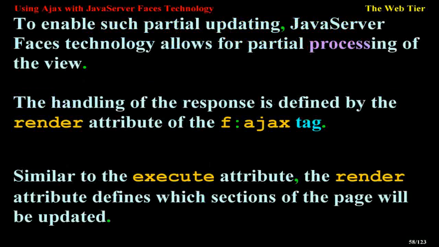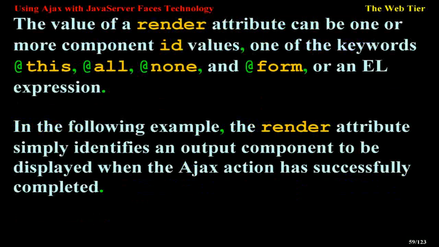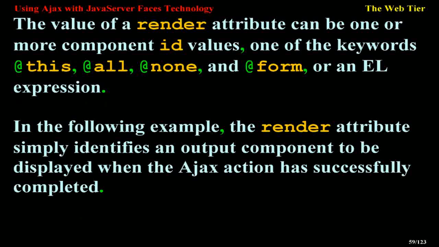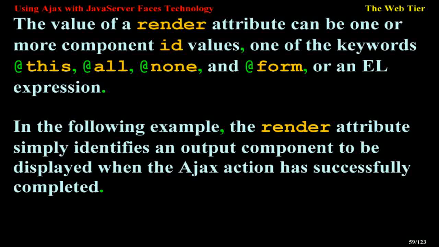To enable such partial updating, JavaServer Faces technology allows for partial processing of the view. The handling of the response is defined by the render attribute of the f:ajax tag. Similar to the execute attribute, the render attribute defines which sections of the page will be updated. The value of a render attribute can be one or more component values, one of the keywords @this, @all, @none, and @form, or an EL expression.